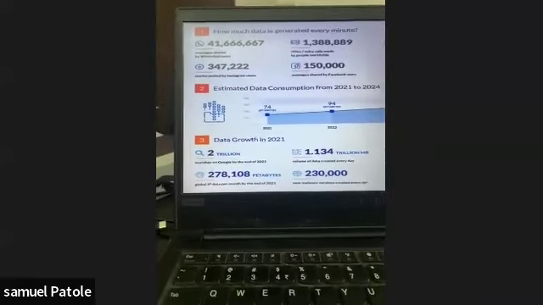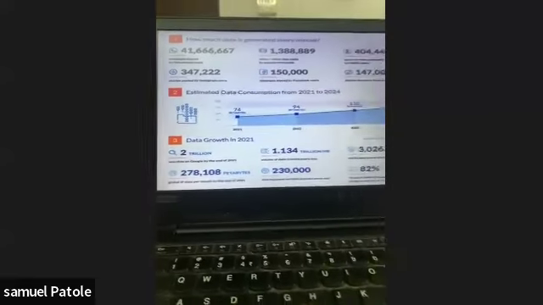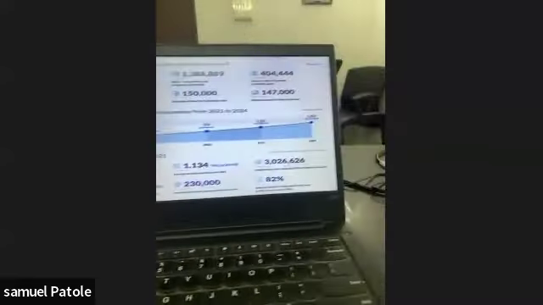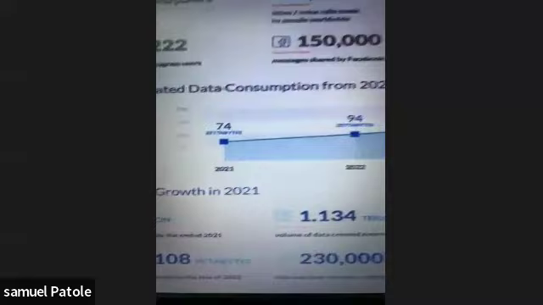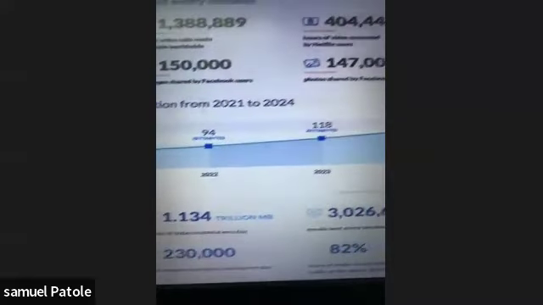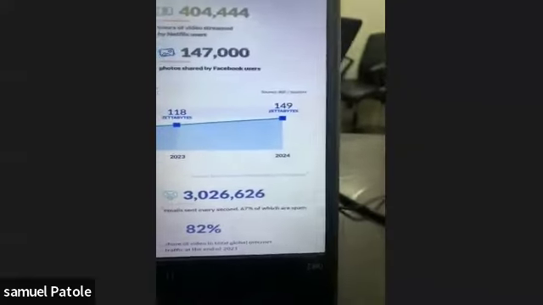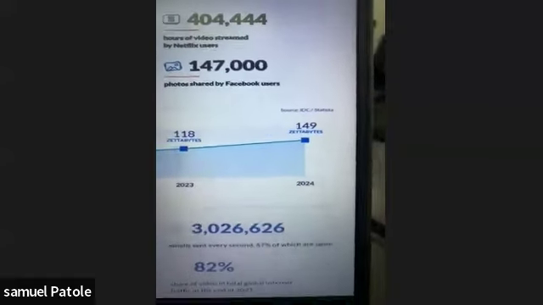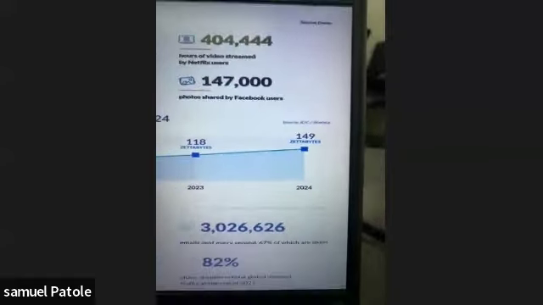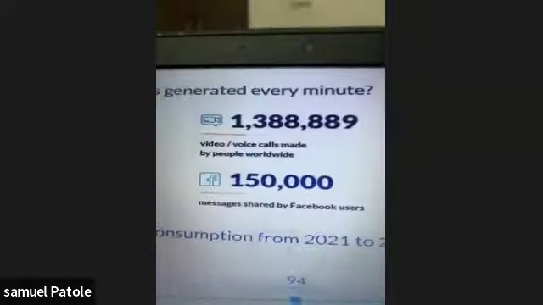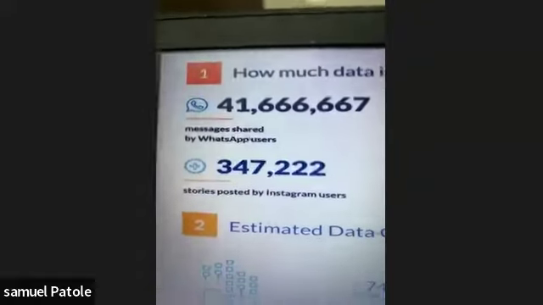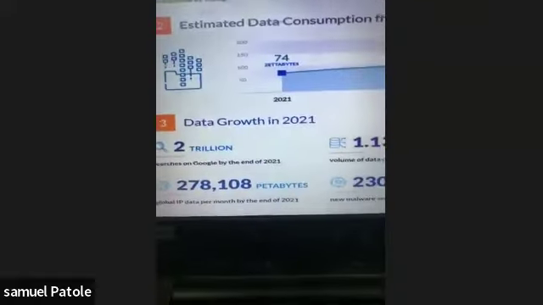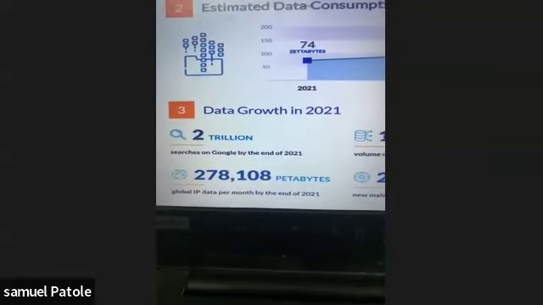Now, to give you a small perspective of how much data is generated in a single day. If you see, the data has started increasing from 74 zettabytes to 94 zettabytes to 118 zettabytes to 149 zettabytes by 2024. So this much data is generated. This many images are shared daily. This many videos are made. This many WhatsApp messages are sent daily. This is the stat of 2 trillion searches.